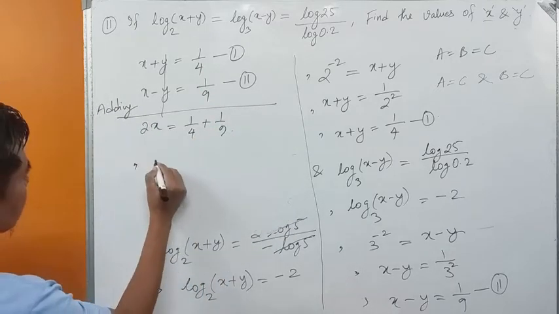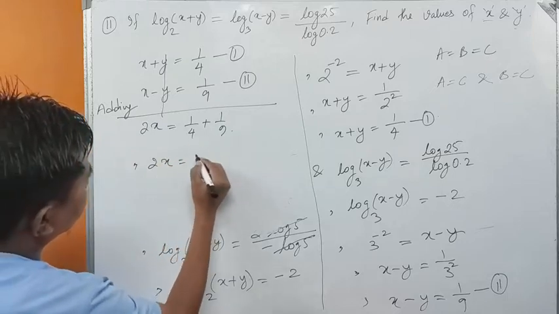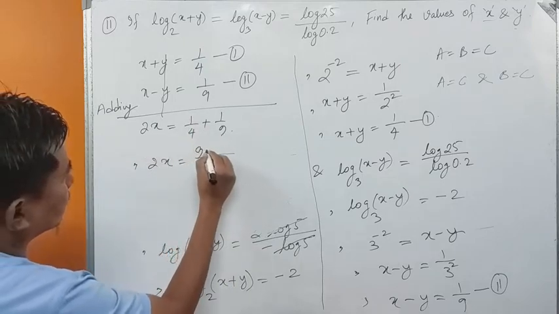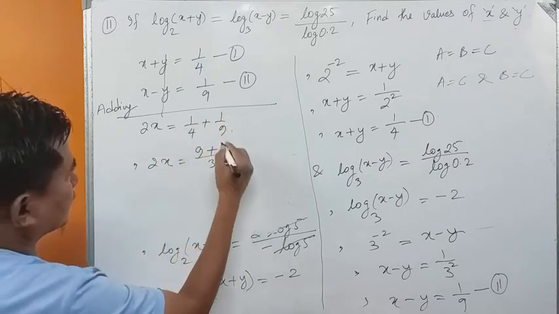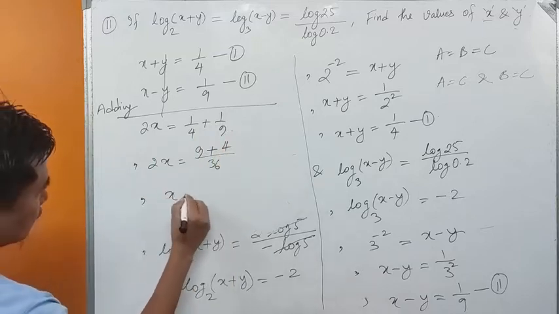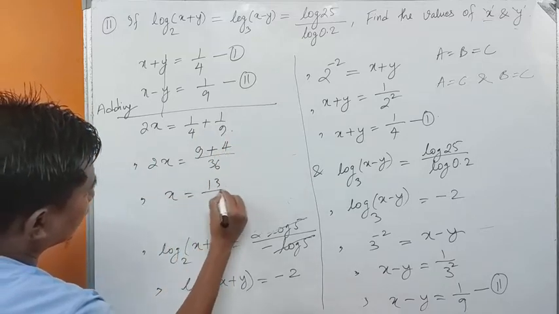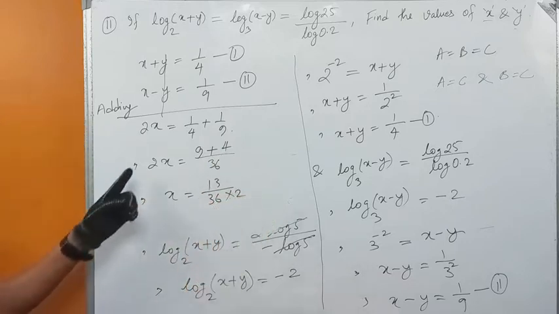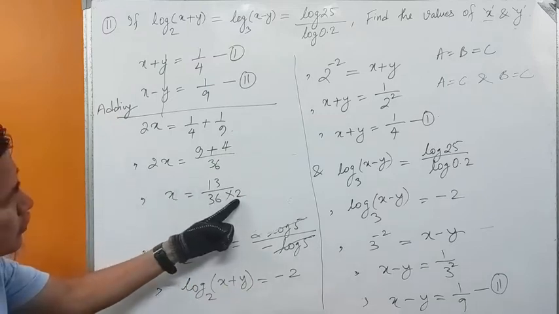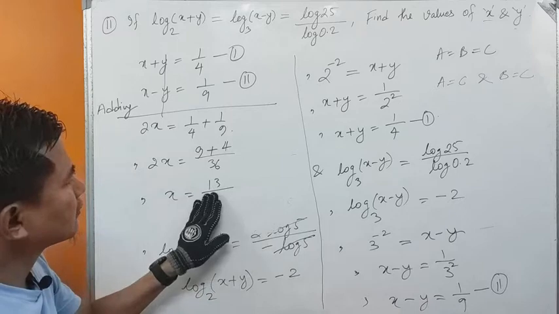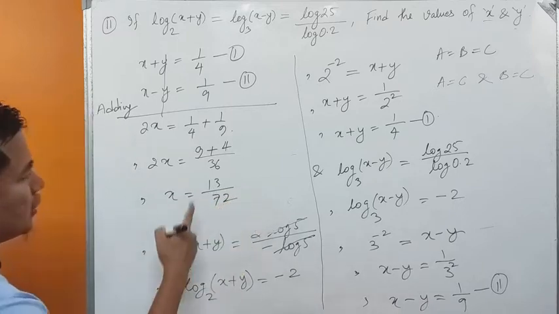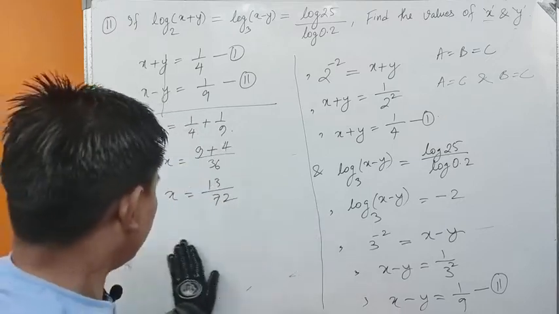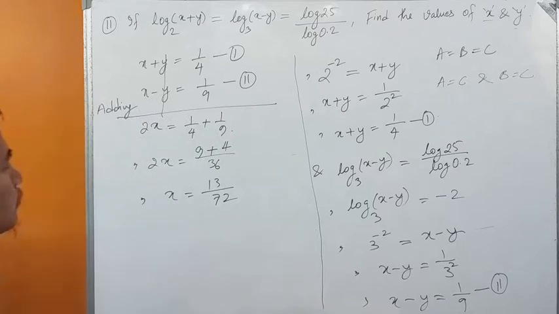So 2x equals, 4 and 9, the LCM is 36, isn't it? So 4 9s are 36, 9 1s are 9, plus 9 4s are 36, 4 1s are 4, isn't it? Or x equals 9 plus 4 is 13 upon 36, and this 2 comes down to the denominator, isn't it? This 2 is cross multiplied to the denominator, okay? So 36 into 2 you can write straight away as 72, 13 upon 72. So this is a proper fraction. x equals 13 by 72. We need not change that.